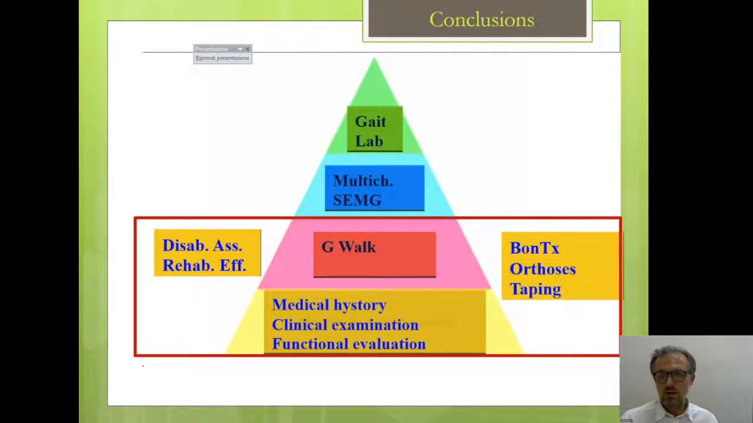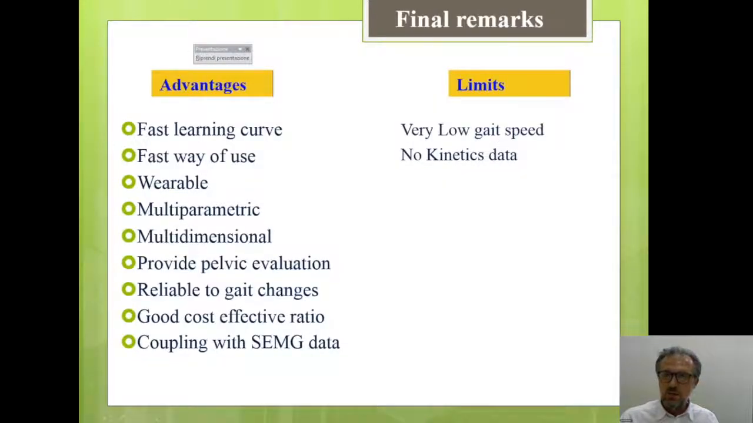We can provide some more data about the use of botulinum toxin, orthosis, or taping prescription, maybe integrating it with multi-channel EMG. Gait lab technology will always live on, but will be mainly devoted to patients that have to be candidates for functional surgery. We have a lot of advantages. We have some limits because with a very low gait speed, for patients below 0.3 meters per second, we have some difficulties, and we don't have kinetic data, but we have a lot of advantages.